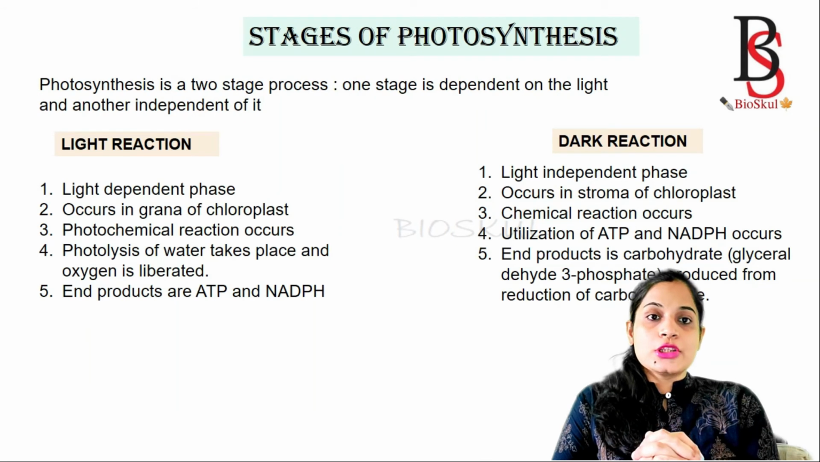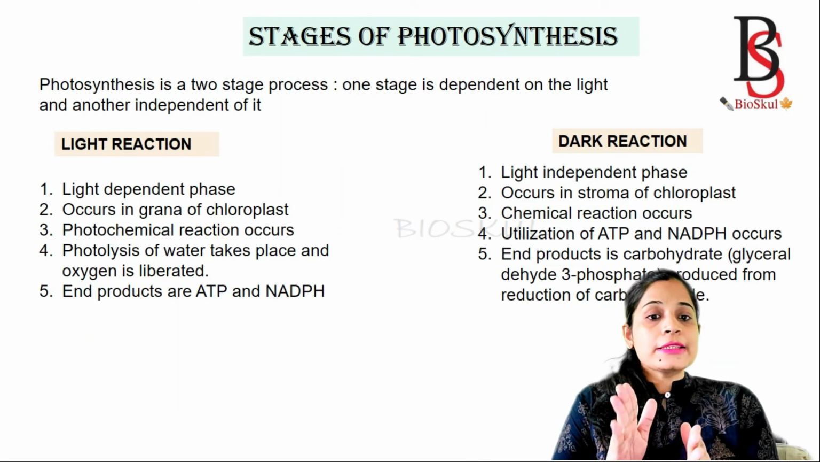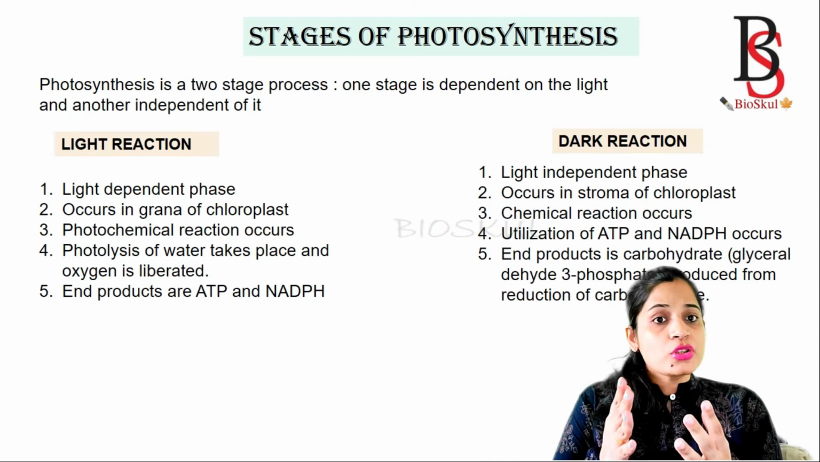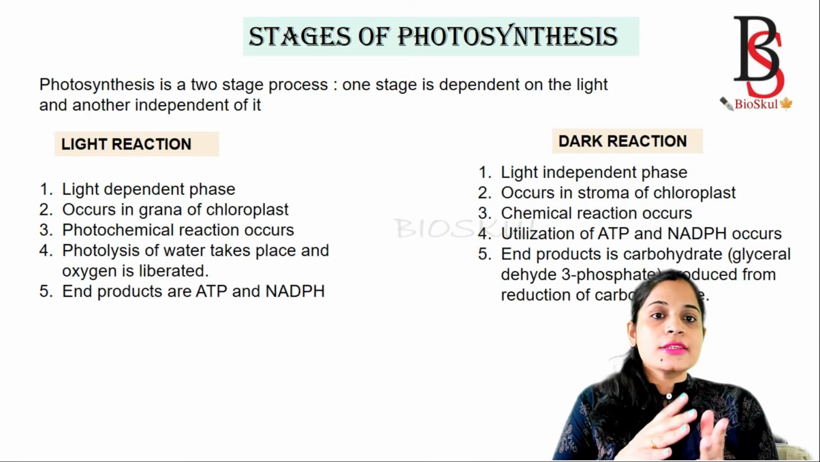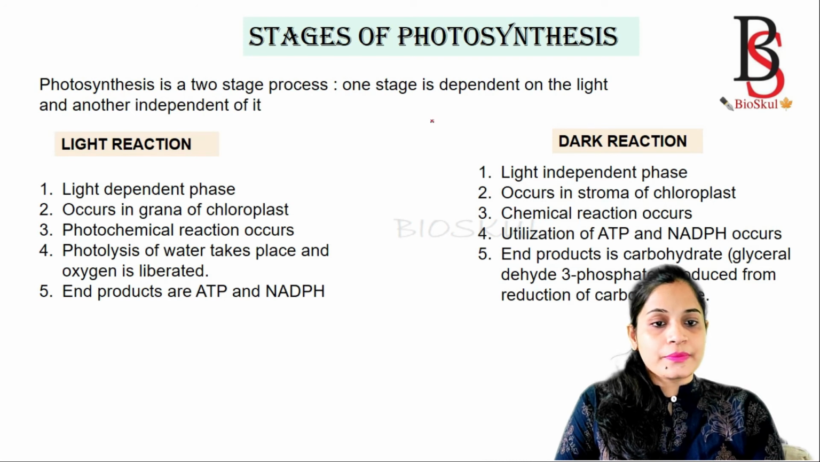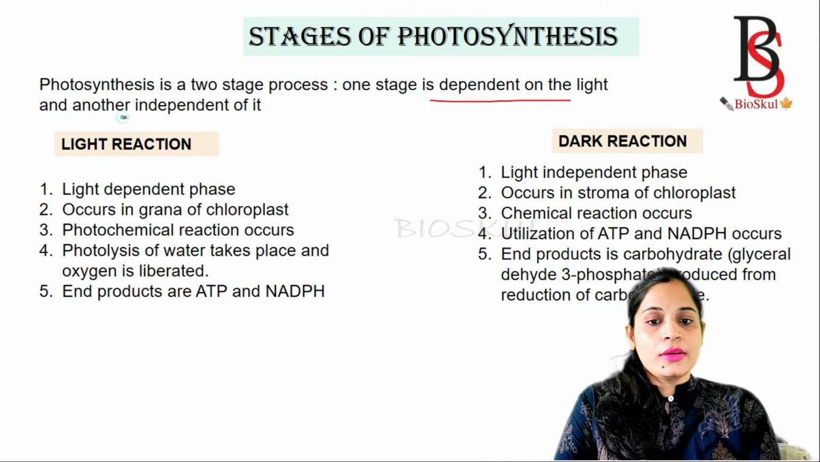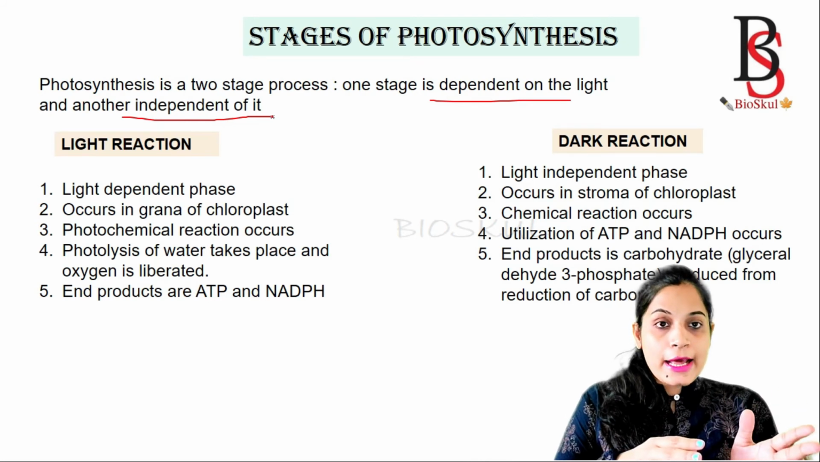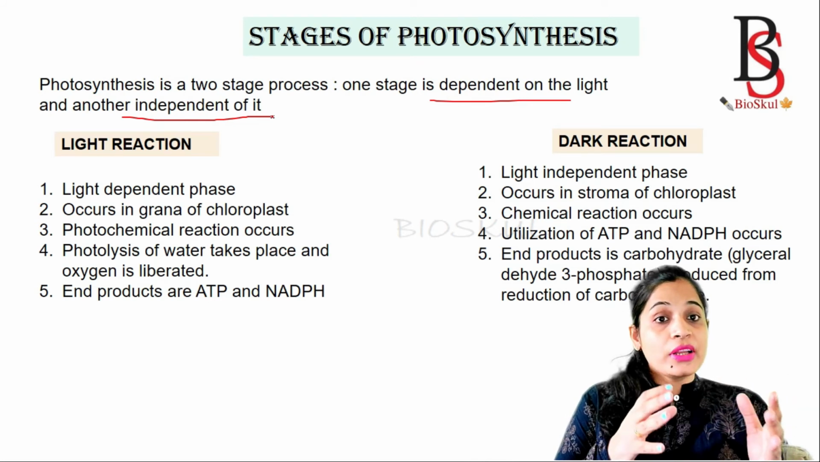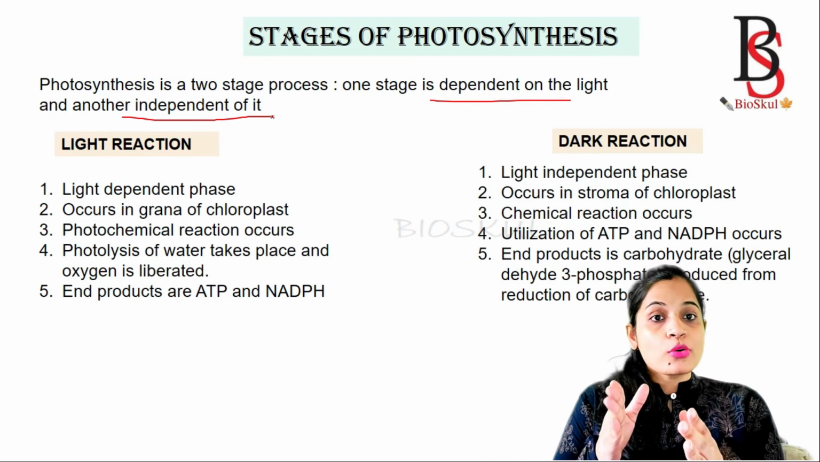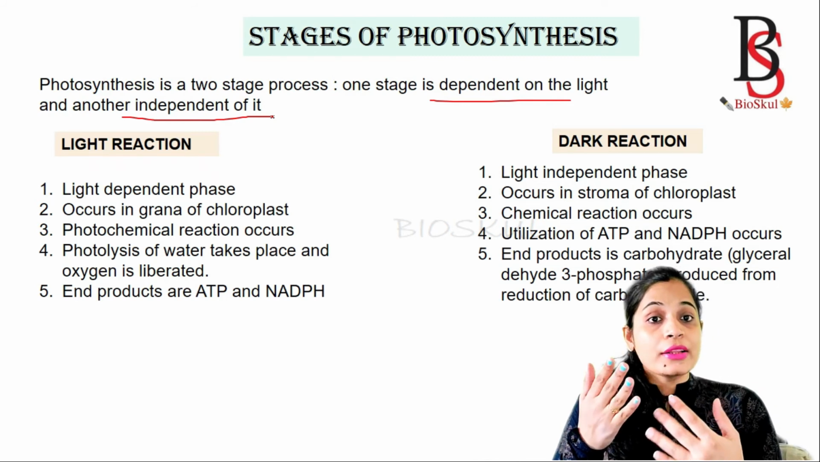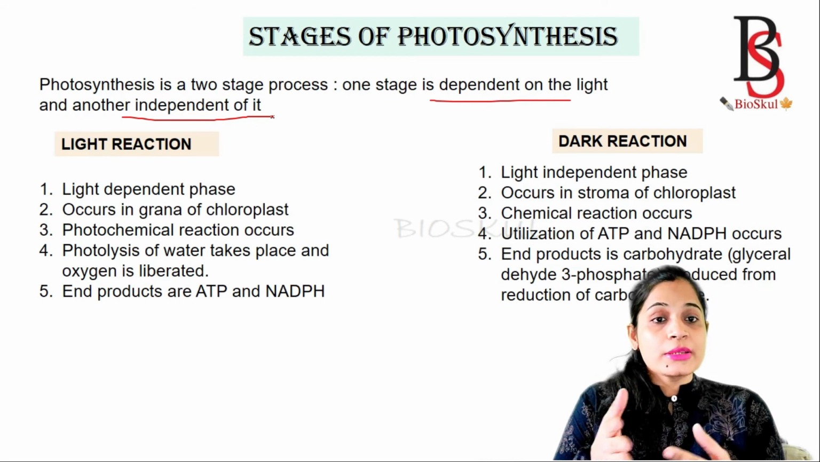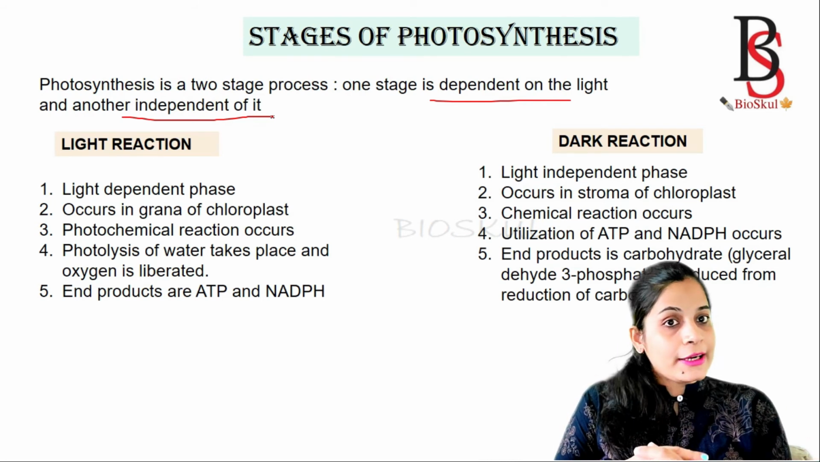Now we come to the stages of photosynthesis. Photosynthesis takes place in two stages. One stage depends on light, which is known as the light reaction, and another stage is independent of light. Now we'll focus on the basic difference between the light and the dark reaction. In our upcoming slides, we'll discuss in detail the light reaction and the questions asked in previous year CSIR NET about it. Similarly, we will also focus on the dark reaction.